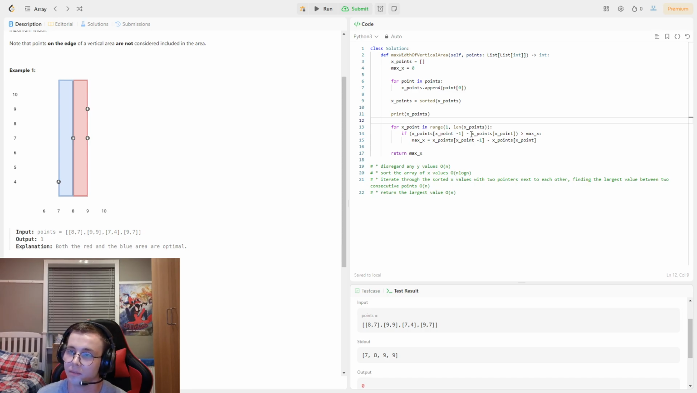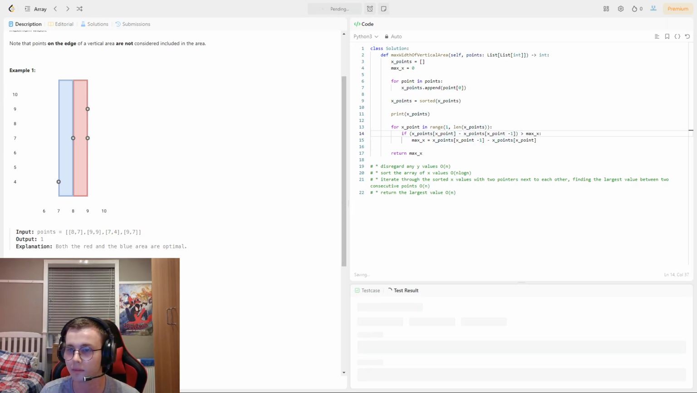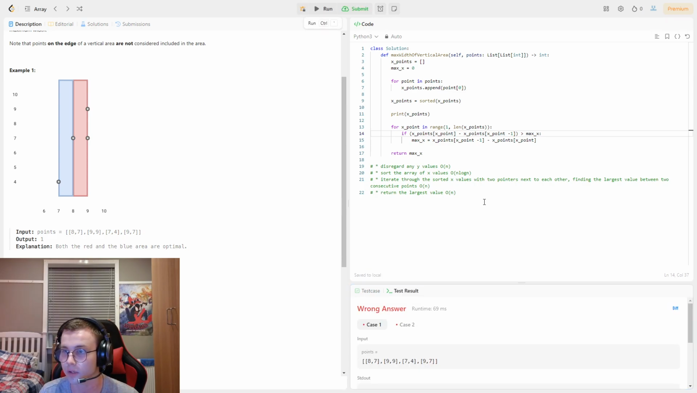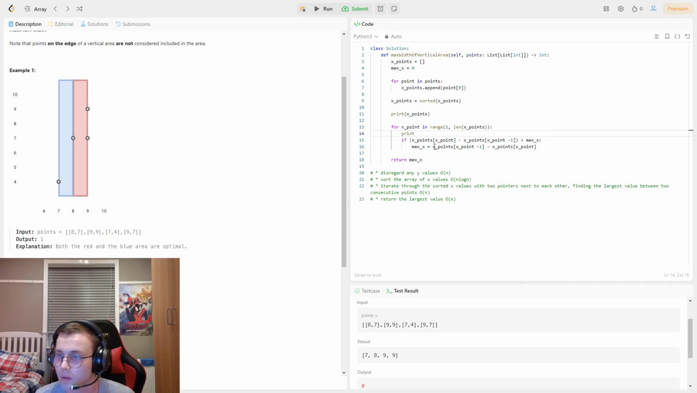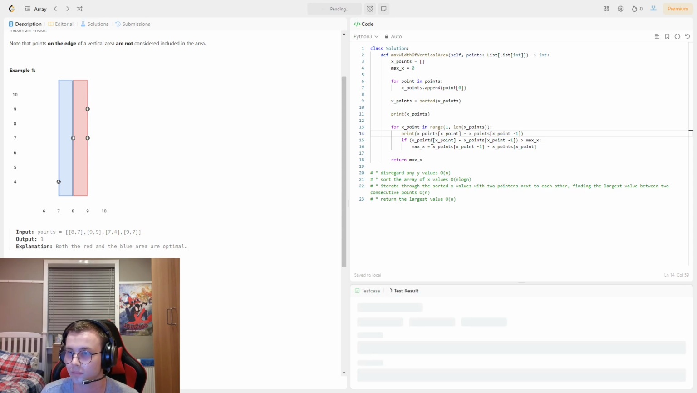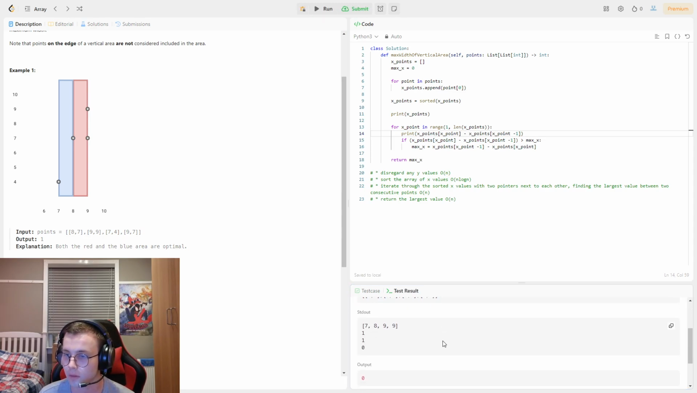In fact, should it not be the next one? Should be the other way around, so like so. We hit run, and wrong answer again. I'm gonna print this each time as well. So each time we get 1, 1, and 0.